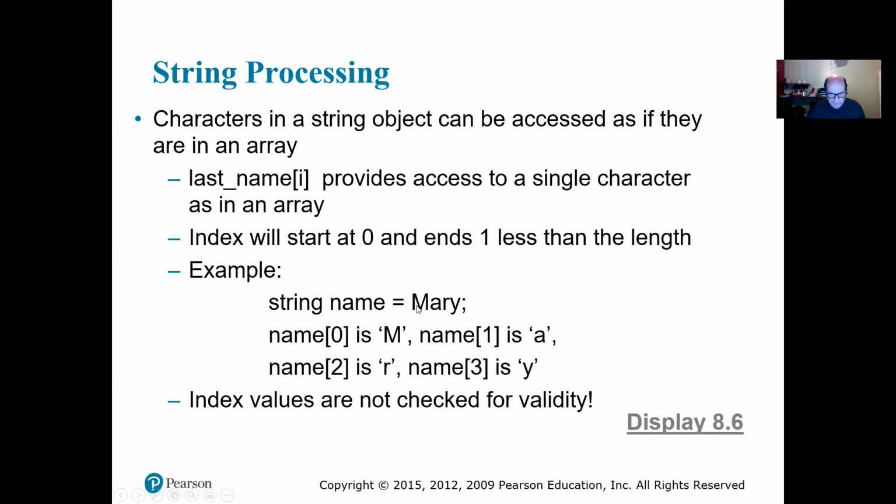So 0 is going to be the first character, 1 is going to be the second one, 2 is going to be the third one, and 3 is going to be the fourth one. We will practice on these things in chapter 7, and we're going to come back to strings in chapter 8, and we're going to go into more detail about it. But just something to keep in mind about this.